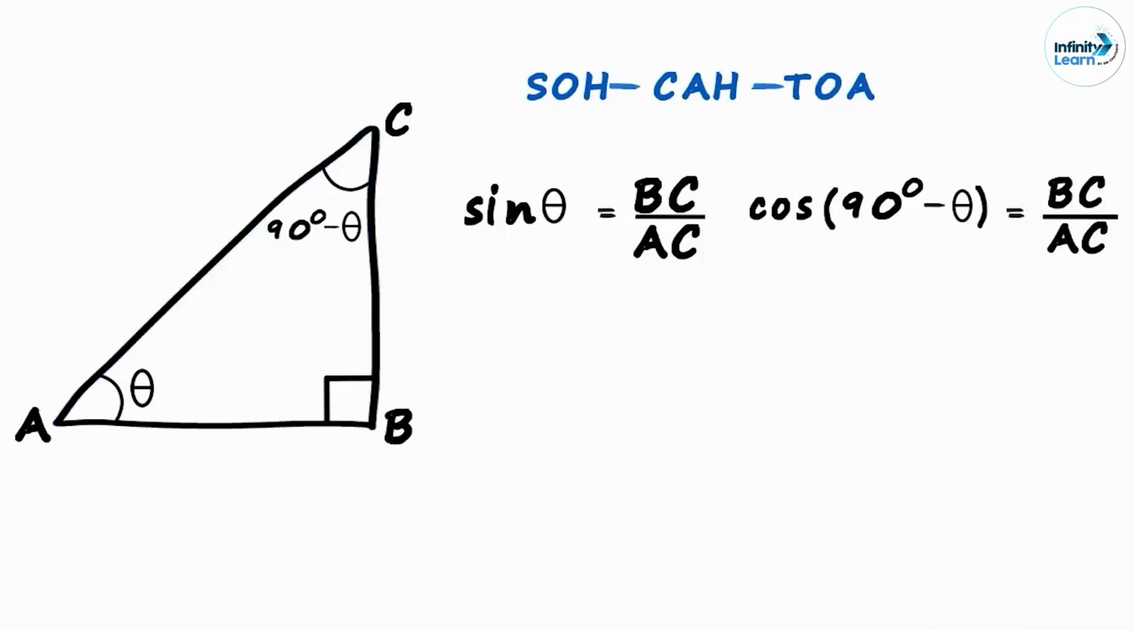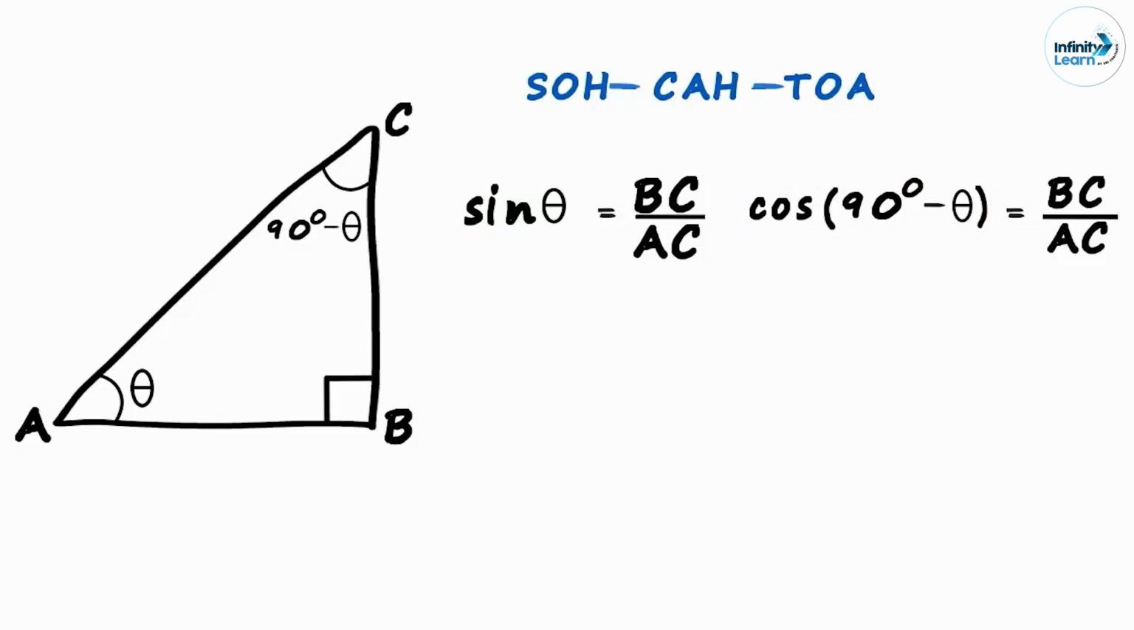Wait a moment. These two values are equal. Both are BC by AC. So we can say that sine of an angle is always equal to the cosine of its complementary angle. It gets even more interesting.